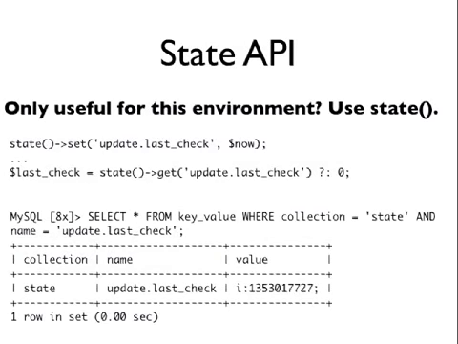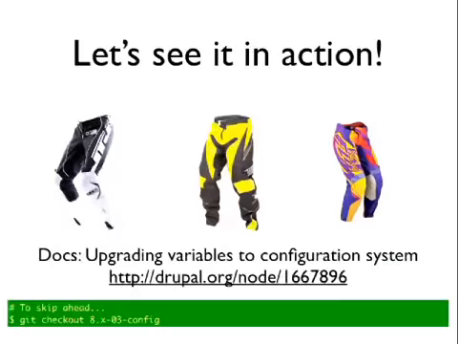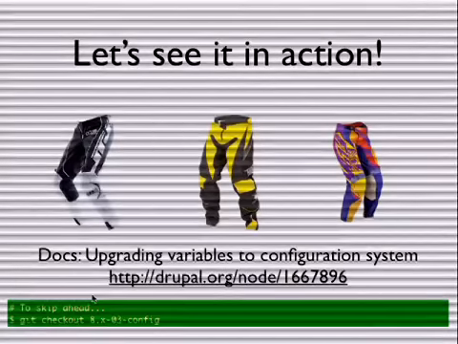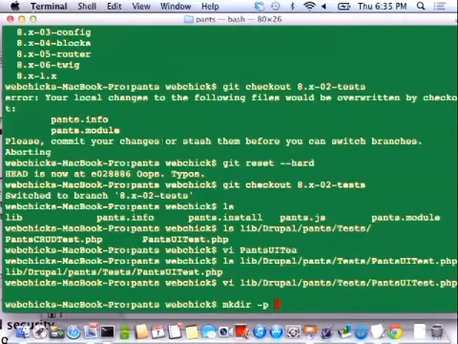So state API, that's for stuff like update last check. And that will actually store it in the equivalent of a variables table, although it's swappable, so it could be stored in memcache or anything else. But the key thing is that's storing way less information than it used to, and these things are lazy loaded only when needed. So you're not loading the entire contents of that database every single time. So if you want to see that in action, it's pretty straightforward.